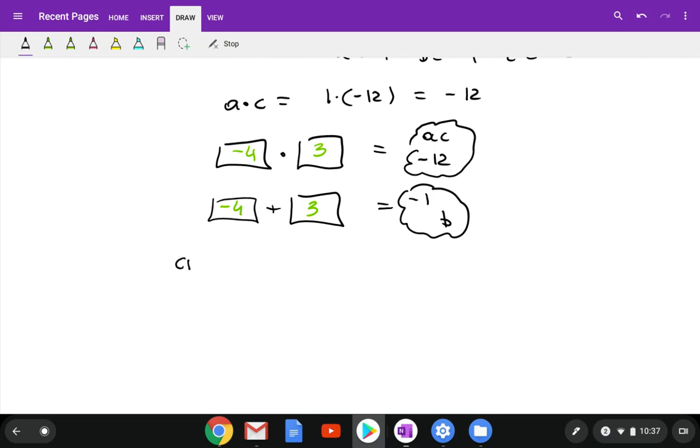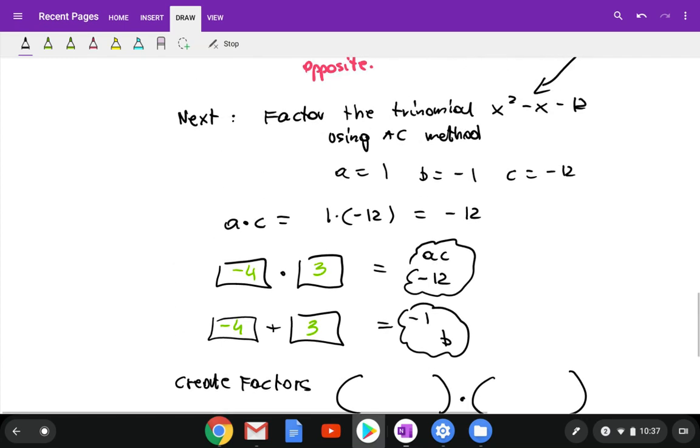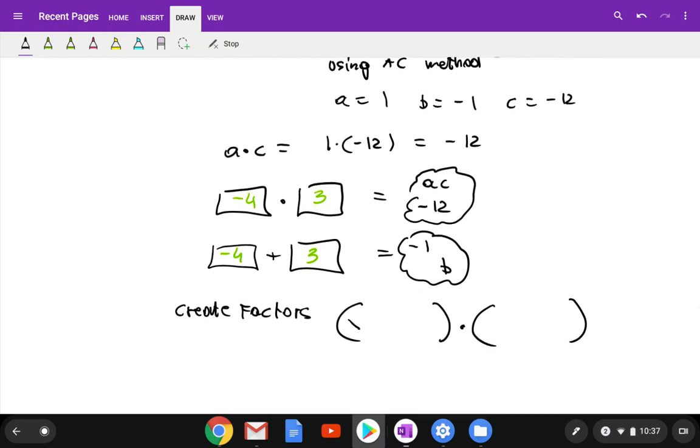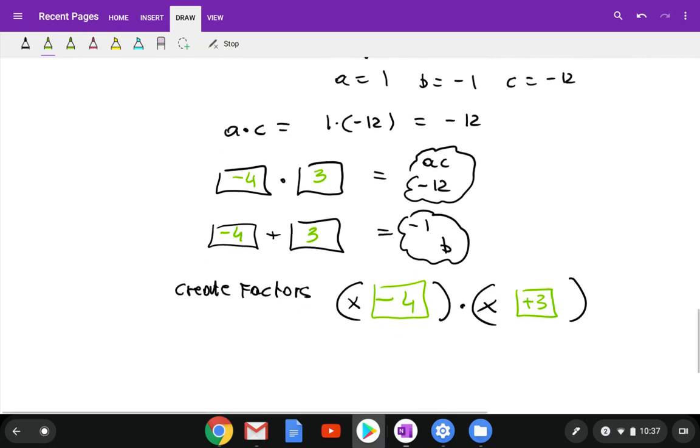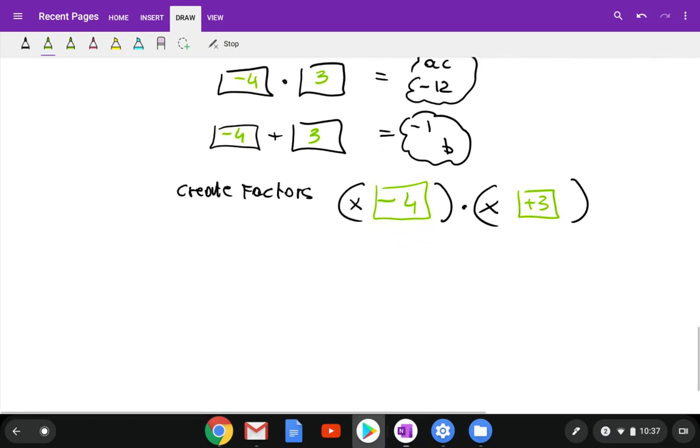So let's move on. Next, create factors. So 2 parentheses. Originally you have x squared, so you're going to split that x squared, put x in each parenthesis. And the integer which we found, the first one was -4, so that's your first integer. And the second integer was +3, so I'm putting +3. That's the second integer. And we have it. Okay, so we factor the trinomial.